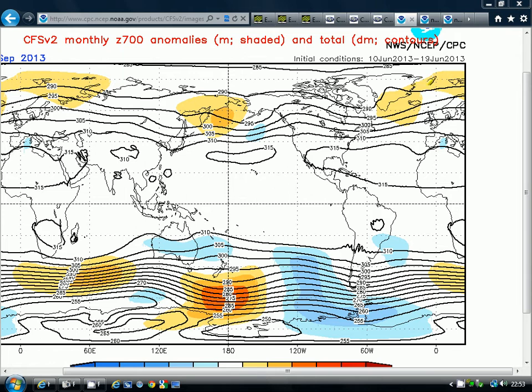So what we're seeing for September is a large area of above average heights up to the north and to the northwest of the British Isles, stretching over to the north of Scandinavia. So potentially it's very similar to what we saw with the Brazilian model.